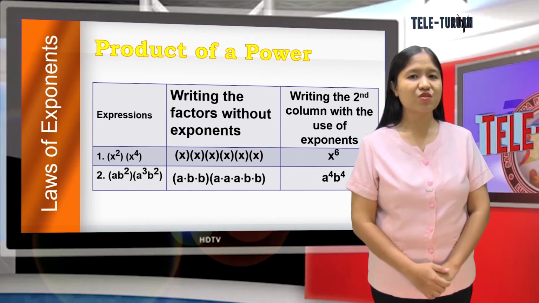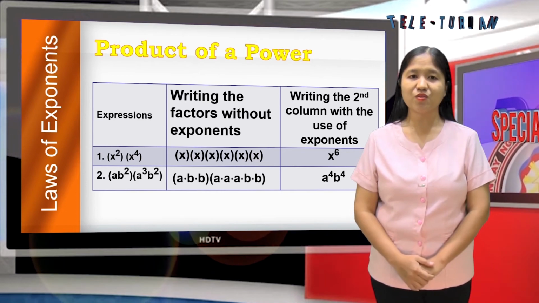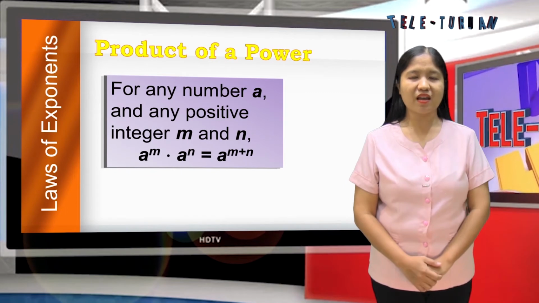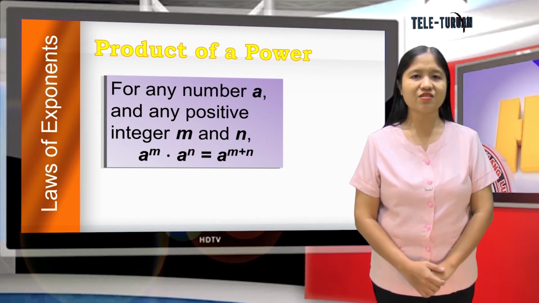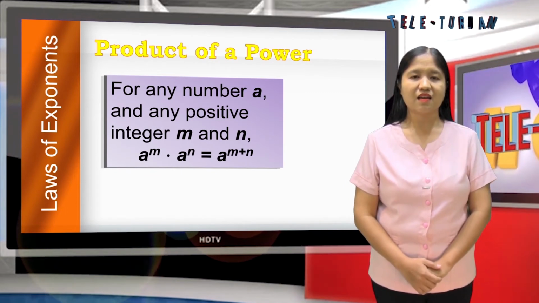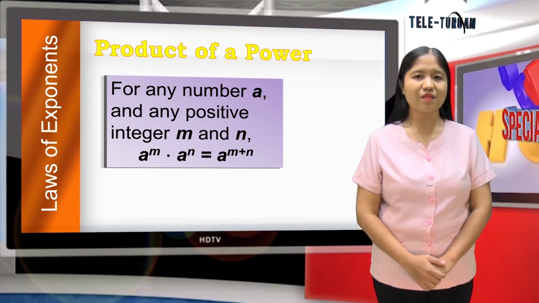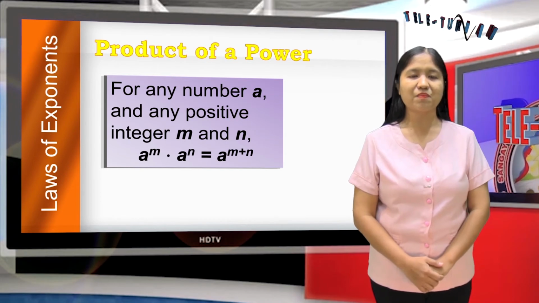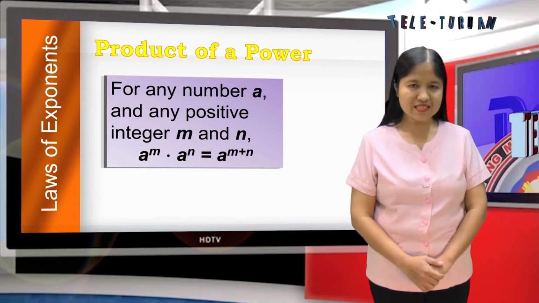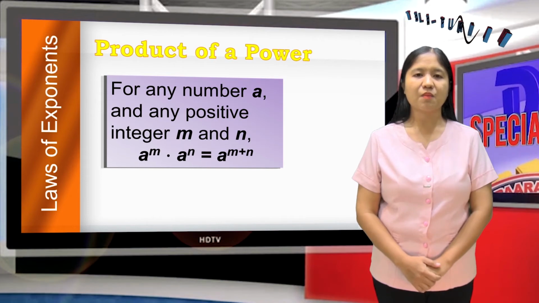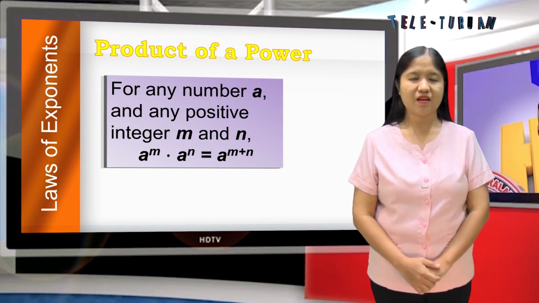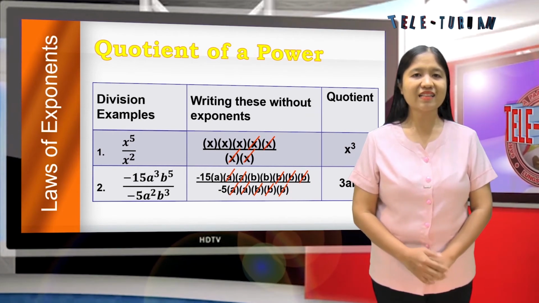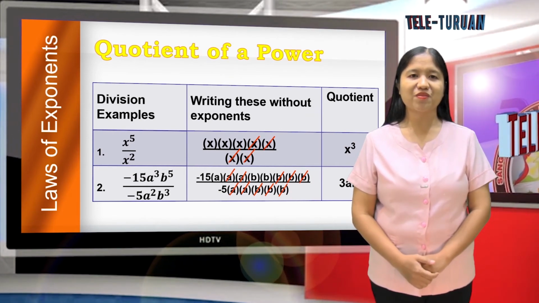Can you determine the easy way of finding the result in the third column? Good job! For any number A and any positive integers m and n, A raised to m times A raised to n is equal to A raised to m plus n. And this is the fourth law of exponents, product of a power. Another law of exponent is quotient of a power. To understand this, let us observe the given table.